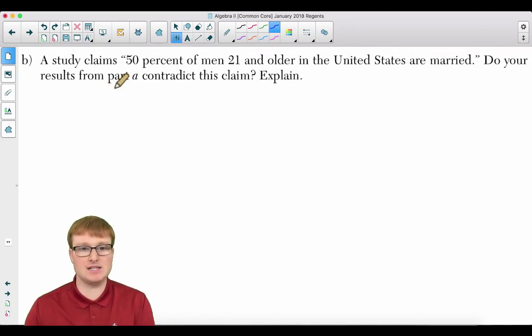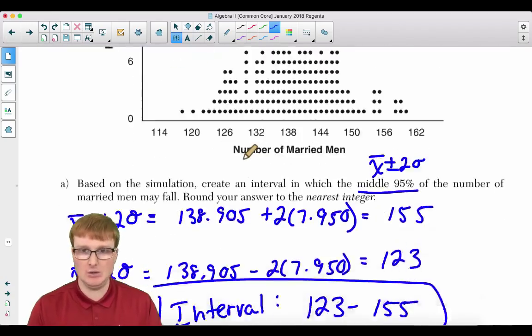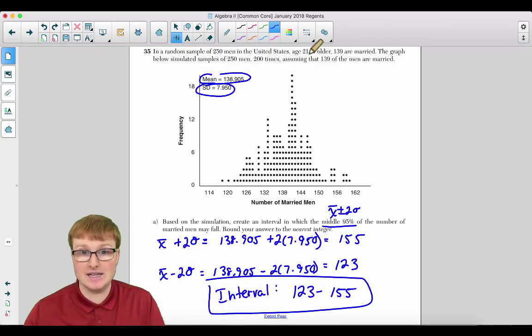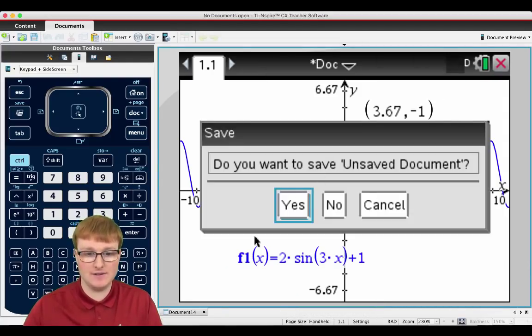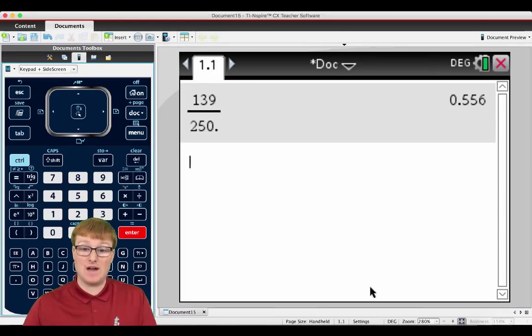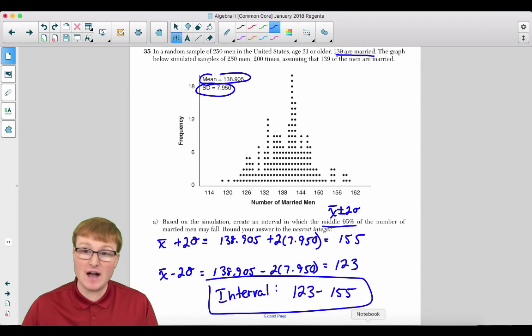A study claims that 50% of men 21 or older in the United States are married. Do your results from part A contradict this claim? Explain. So they're saying 50% of men 21 or older are married. In a random sample of 250 men in the United States aged 21 or older, 139 of them are married. That is 139 out of 250 people, which is 0.556, about 56%.